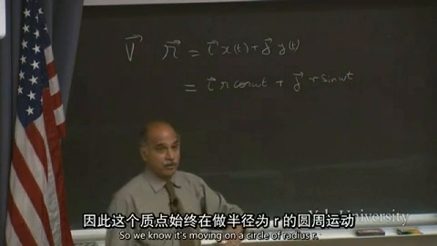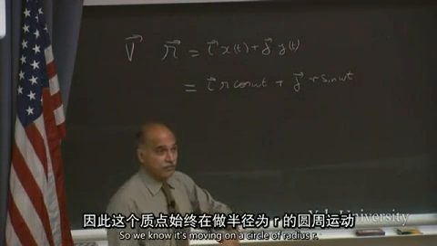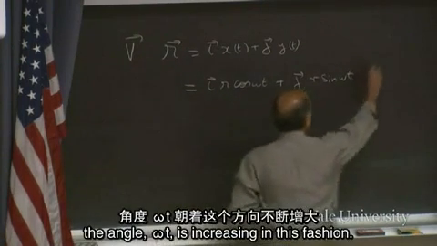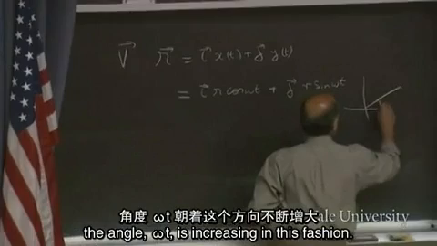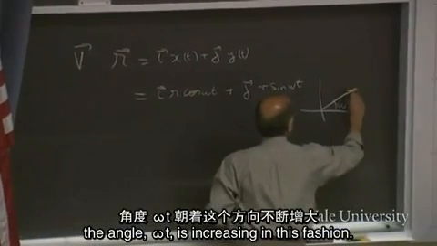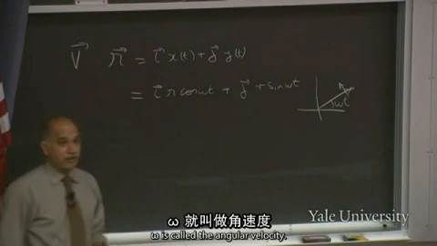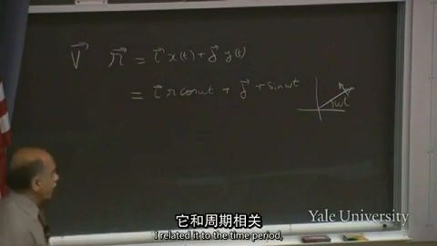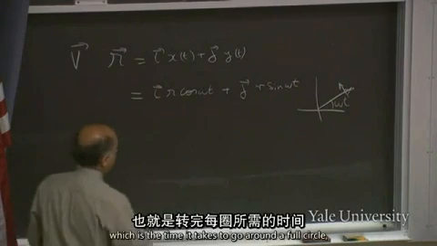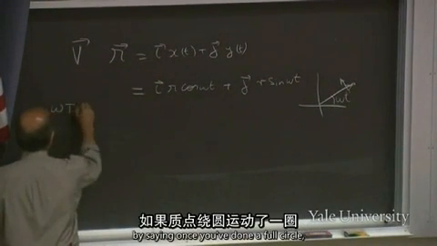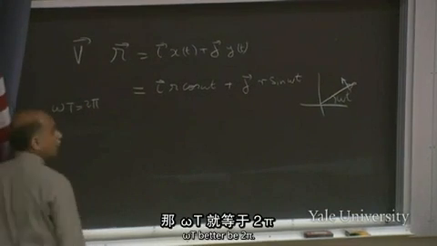So we know it's moving on a circle of radius r. Furthermore, as time increases, the angle omega t is increasing in this fashion. And omega is called the angular velocity. And I related it to the time period, which is the time it takes to go around a full circle, by saying once you've done a full circle, omega t better be 2 pi.